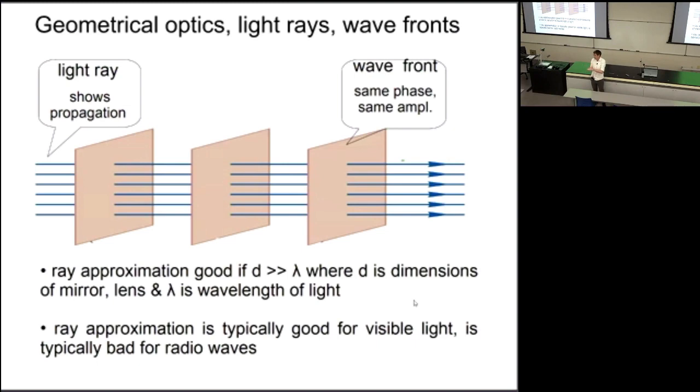Radio waves is a good example. It's a good approximation when the wavelength of the wave, say, of the visible light, is much smaller than the dimensions of the mirror that you're reflecting the light off, or the lens that you're transmitting the light through. So this ray approximation works when the wavelength of the particular electromagnetic waves, like visible light, is much smaller than the dimensions of the mirrors and the lenses that you're transmitting the light through or reflecting the light off.